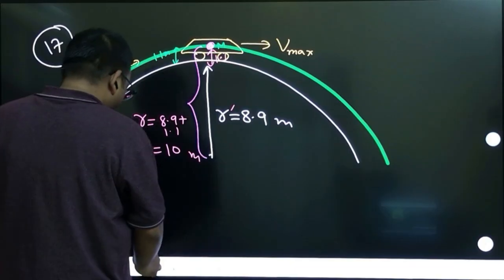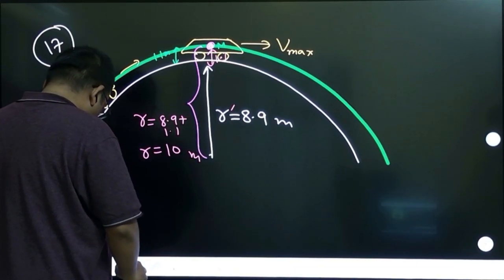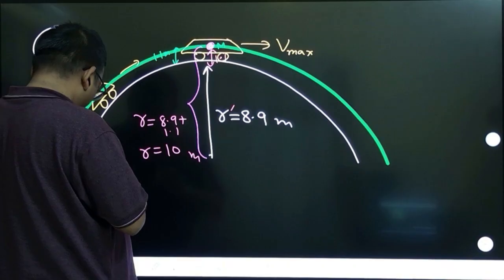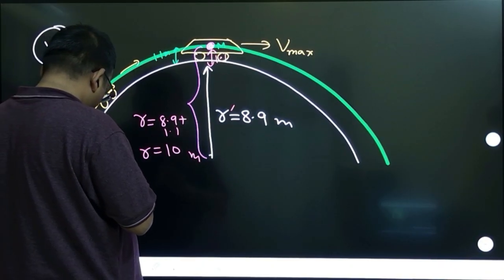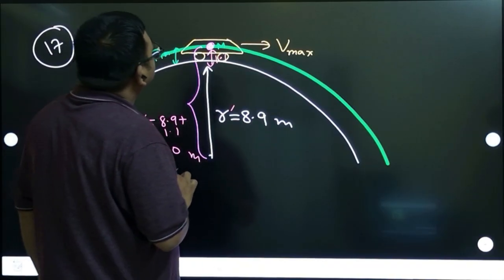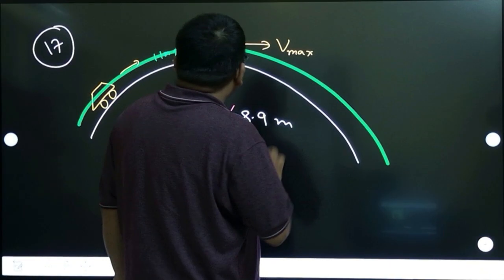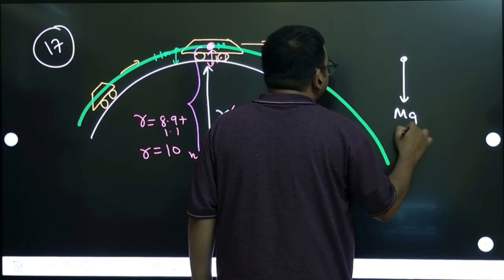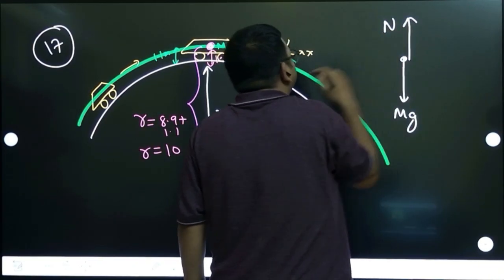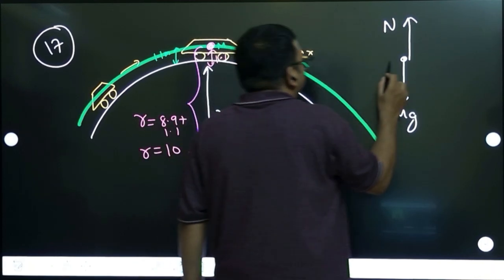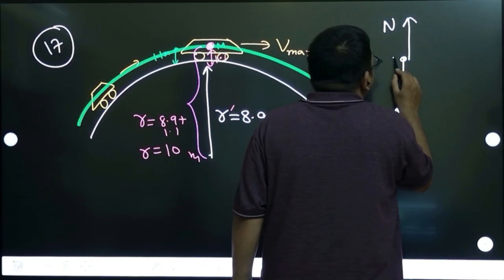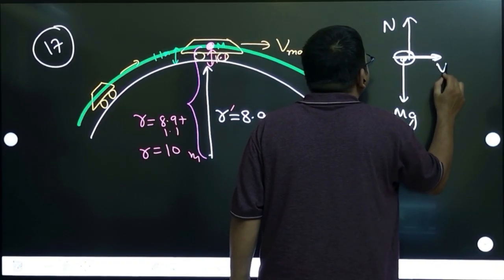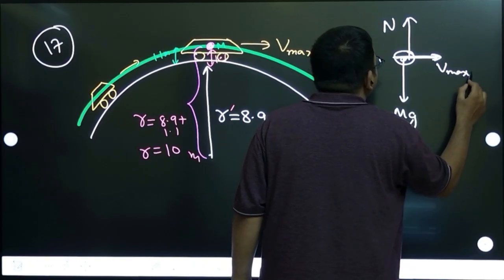That's the question. See here, mass they have given or not given? Mass is not given. So at this point, suppose you draw the free body diagram. So mg will be coming like this and normal will be coming like this. Two forces will come like this, right? And this is the speed with which it is going, the maximum speed. This maximum speed we need to calculate.